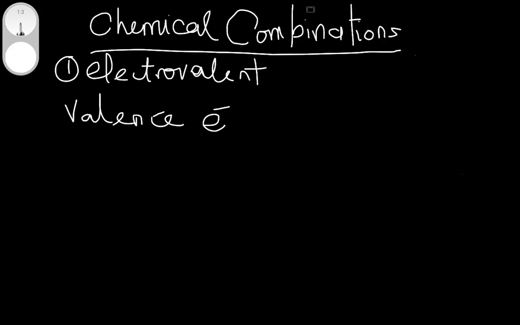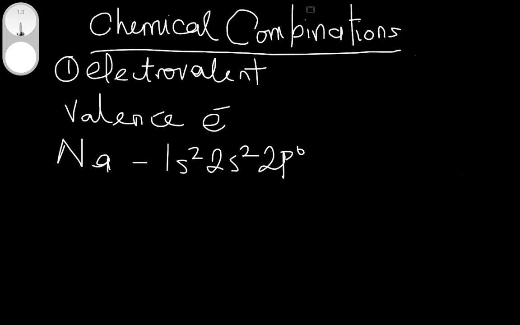Let's look at an element such as sodium. It has electronic configuration of 1s2, 2s2, 2p6, and 3s1. So sodium has one electron in the outermost shell, and it can easily give out one electron, which makes it quite reactive. It needs less energy to give out one electron.